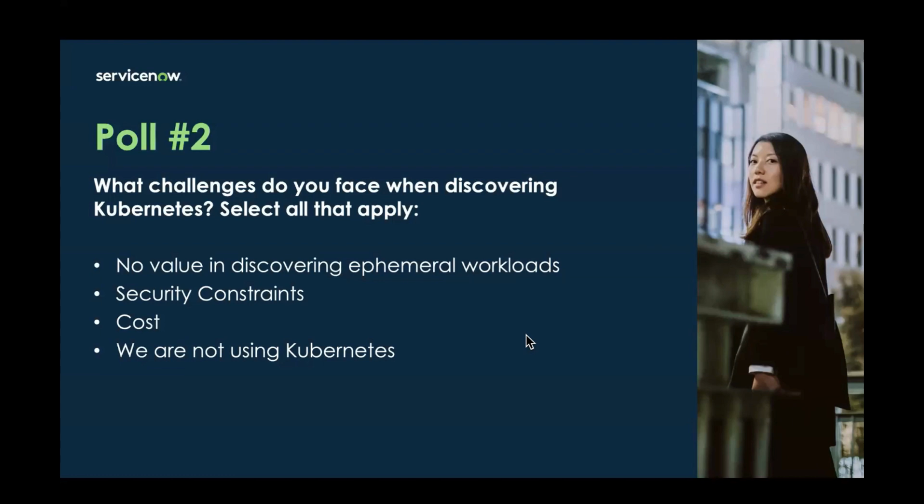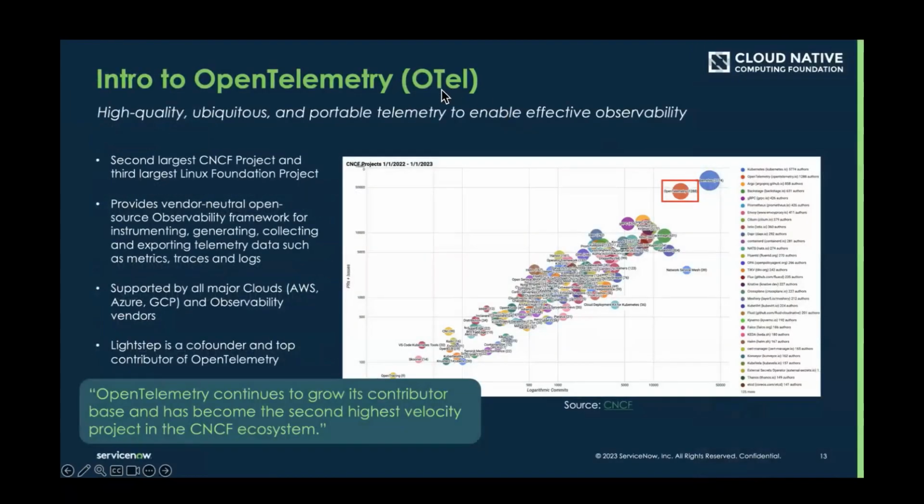All right. So the bulk of it is exactly what I touched on before, the security constraints. There are a lot of SREs and DevOps who are not going to give up the keys to the kingdom. The next piece is you're not using K8s. Okay, so that's a third of you. The next one is, again, no value in discovering ephemeral workloads. And the last one is cost, because it could get very expensive over time. Thanks for that. So I'll go to the next slide.